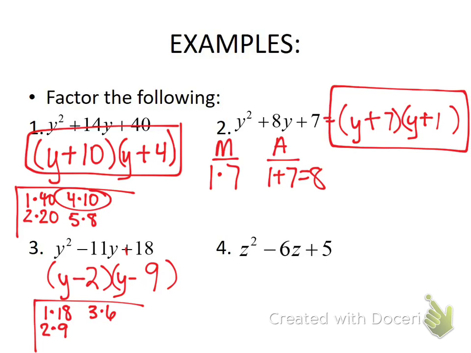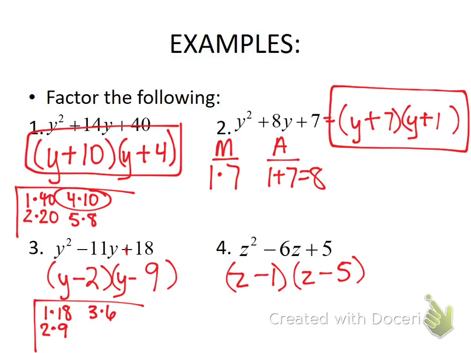All right, on number 4. What's going in the front of my binomials? Z. What are my signs going to be? Negative and negative. What are my numbers going to be? 5 and 1. Be careful on this one. I have a lot of students on this problem telling me 2 and 3, because 6s and 5s get us all mixed up. We need them to multiply to 5 and add to 6 this time.